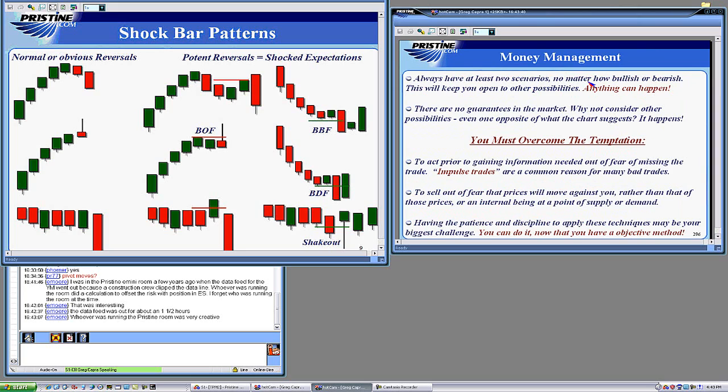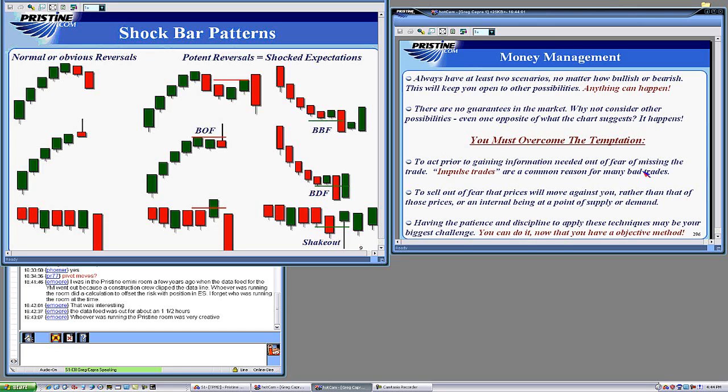Here's a key point. If you have two scenarios, no matter how bullish or bearish the setup is, it keeps your mind open to other possibilities. We know anything can happen. There's no guarantees, so you may as well consider it, even something opposite the chart. Overcome these temptations.